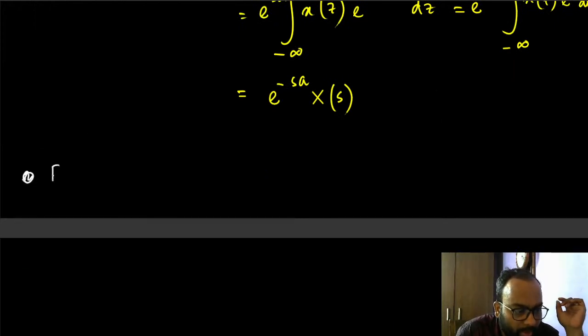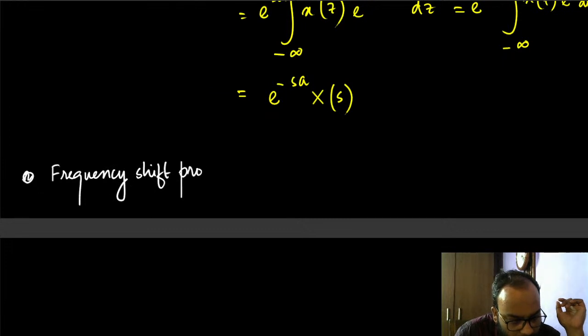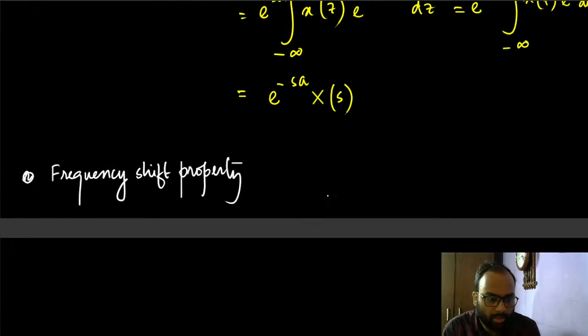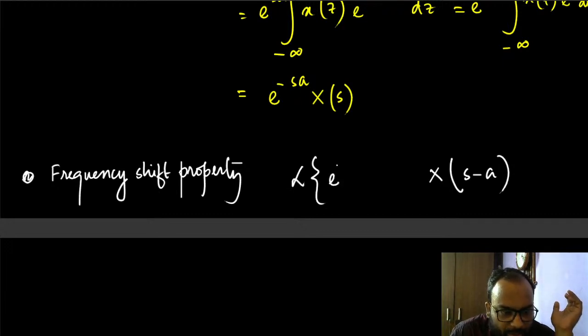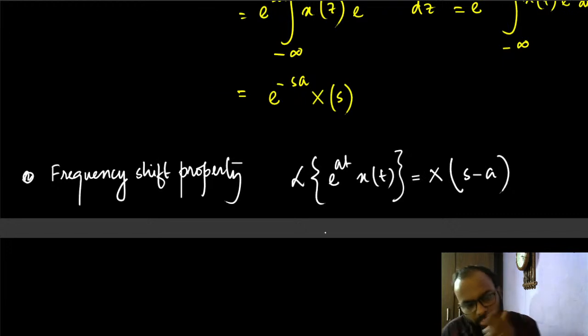All right, so let's talk about the frequency shift property. The question that we are asking is, if we know that the Laplace transform of x(t) is X(s), we are looking for that thing for which the Laplace transform is X(s minus a). The frequency got changed, so the Laplace transform itself got changed. We can use the same definition, and from there we can show that this is nothing but the Laplace transform of e to the power at times x(t). So if the Laplace transform of x(t) is X(s), then the Laplace transform of e to the power at x(t) will be X(s minus a).